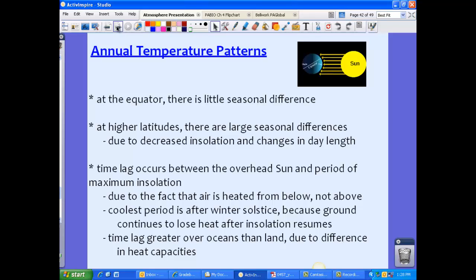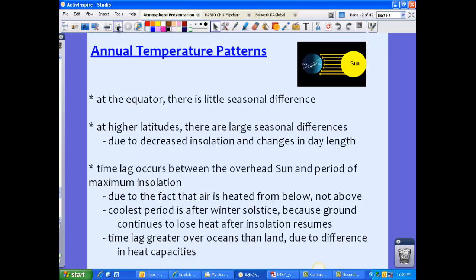Now this is due to the fact that air is actually heated from below, not from above. So the first day of summer is not necessarily the warmest day of the year in many places. We see a little bit later time where it actually becomes the hottest day. If you think about it, August tends to be one of the hottest months of the year in many places, a lot of the northern latitude areas, if you think of the United States. And this is because air is heated from below, not from above.